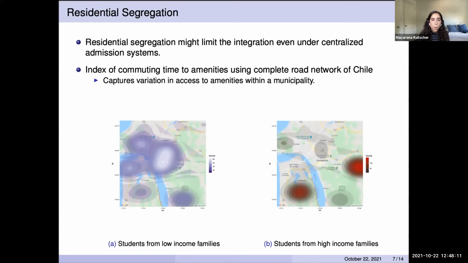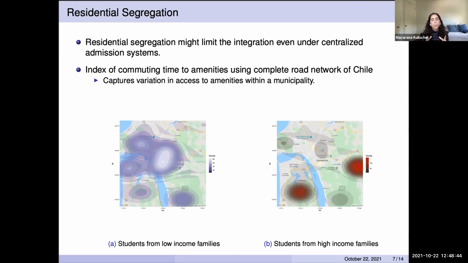An important component of the analysis is residential segregation. Residential segregation might limit the integration of students from different socioeconomic backgrounds, even under a centralized admission system, if low-income families are more likely to leave for quality schools, because this could translate into higher levels of segregation in schools. So what we do is build an index of commuting time to amenities, such as hospital and police station.